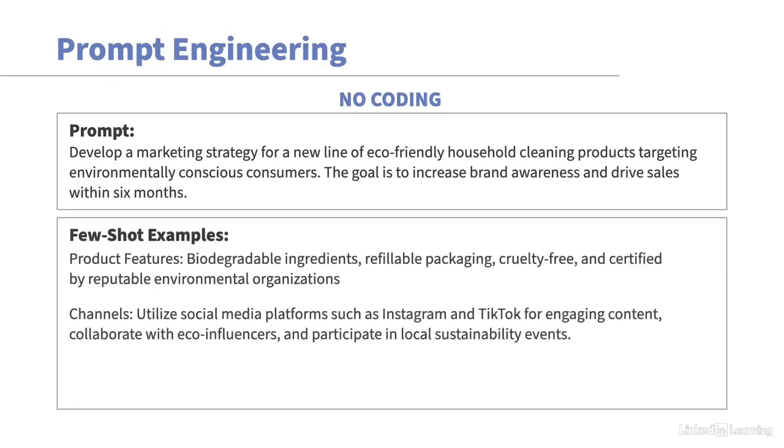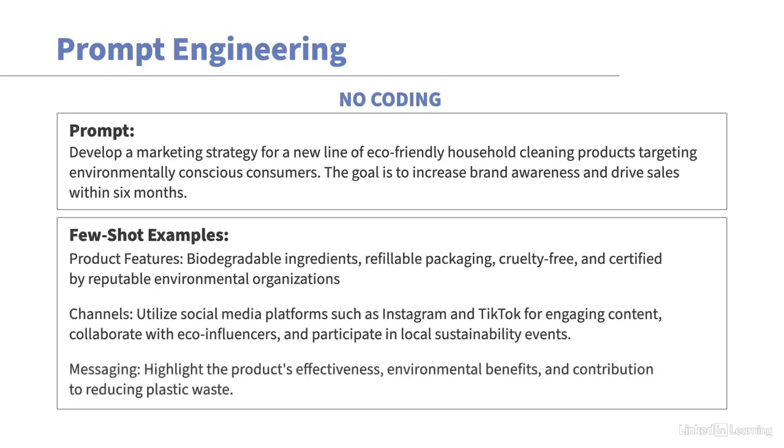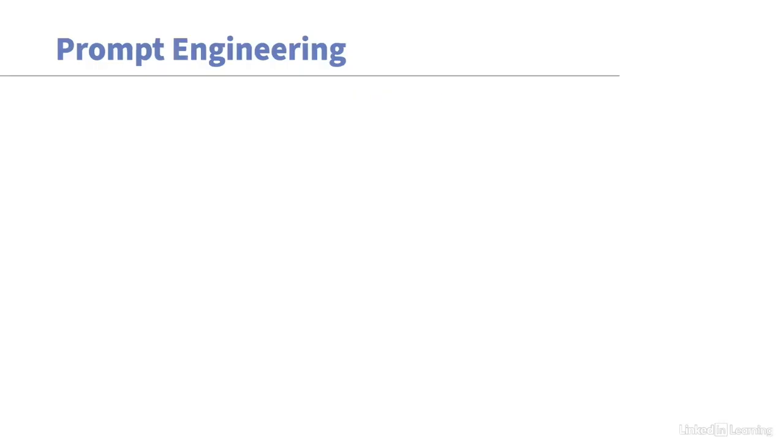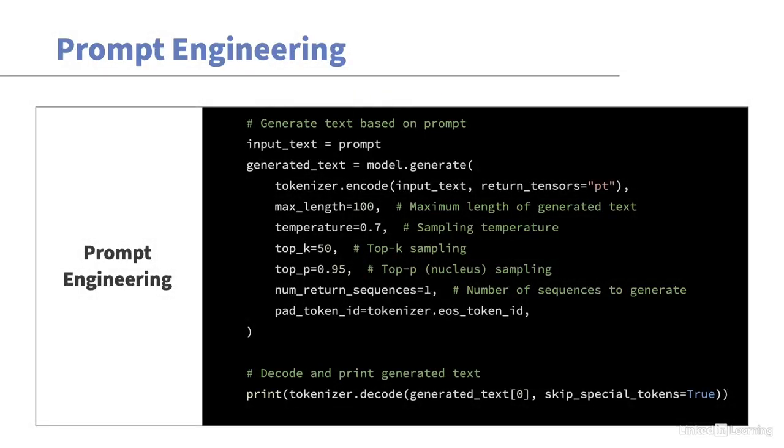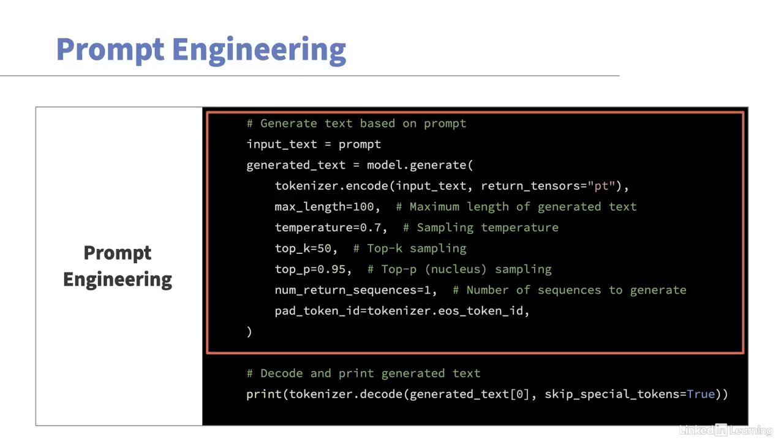Here is an example of a few-shot prompt. This prompt provides key elements for developing a comprehensive marketing strategy tailored to the target audience and product attributes, guiding the business towards effective promotion and sales growth. The few-shot examples include product features, channels, and messaging. This is a basic example of prompt engineering code using Hugging Face's Transformers library in Python. In this example, the code generates text based on a given prompt using a pre-trained language model.